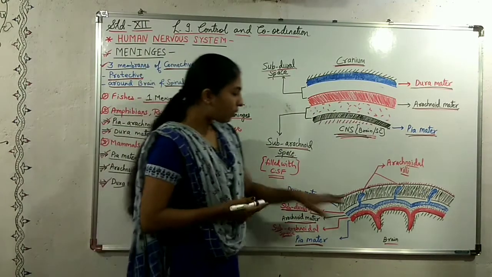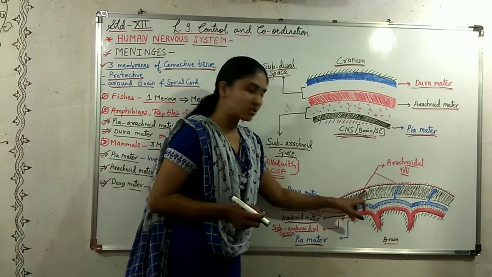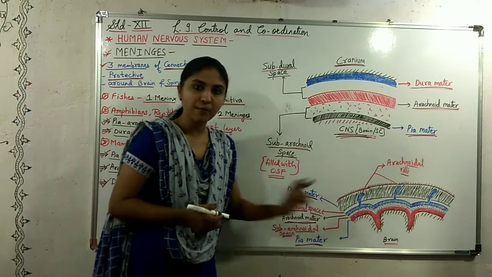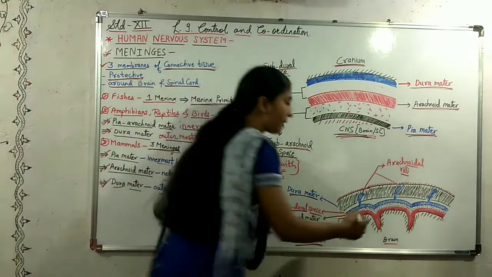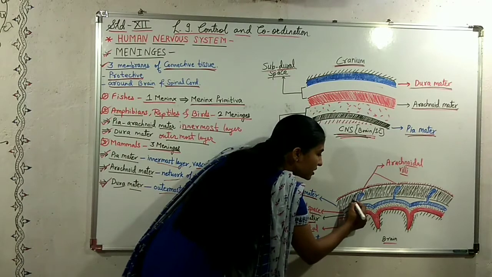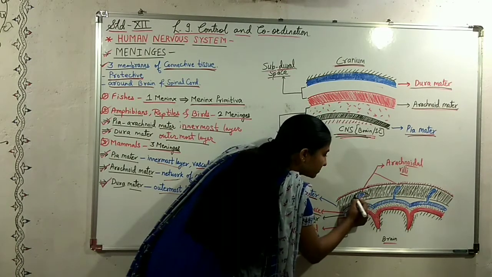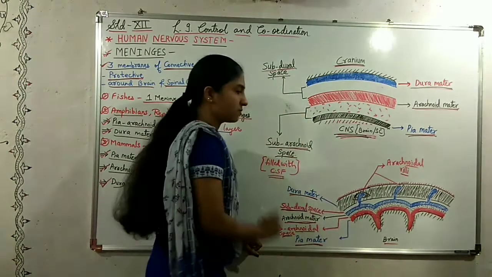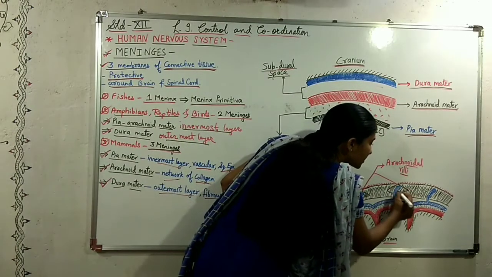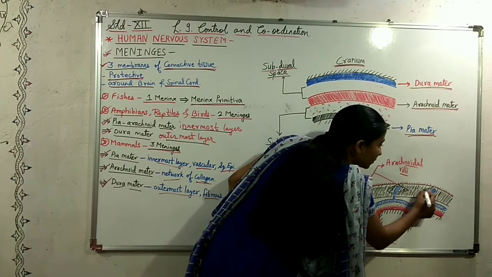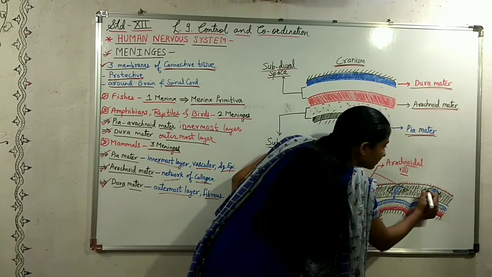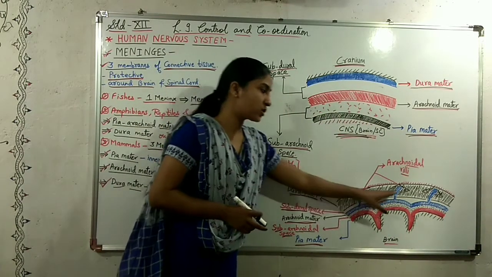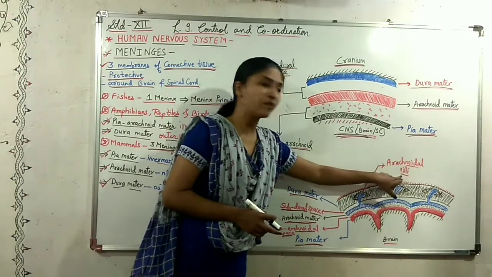Now, this arachnoid matter shows some projections on it. These projections enter inside the dura mater, and here in the dura mater, near these projections, there is a network of blood capillaries, and these projections are dipped into that network. These projections of arachnoid matter are called arachnoidal villi.